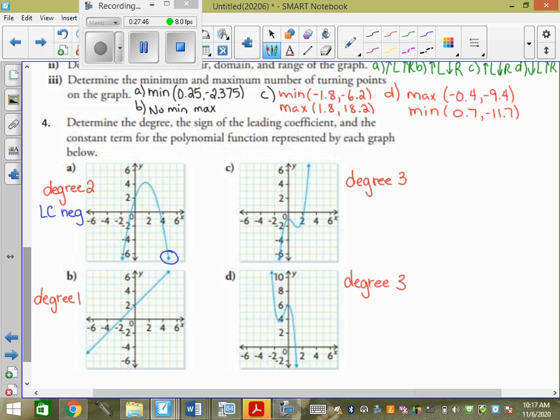B, my leading coefficient sign is what? Positive because it's up on the right. What about C? Up on the right, so my leading coefficient is positive. D, where does it end? On the right. Negative, down.